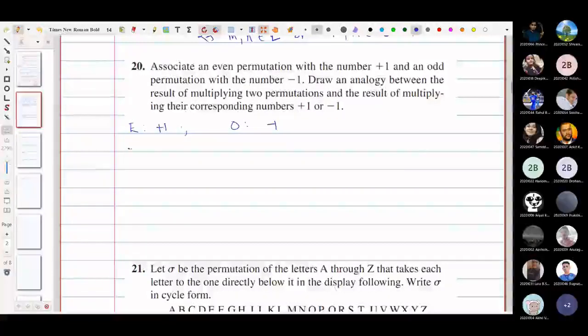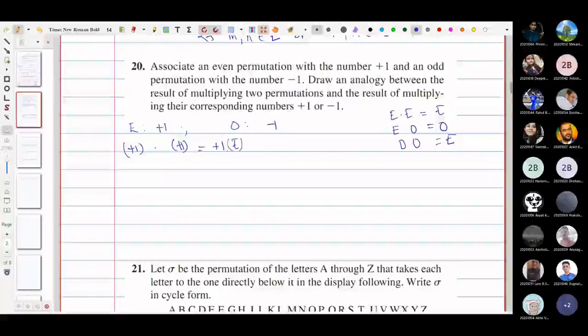All right. As we have discussed, the product of two even permutations is an even permutation. If one is even and one is odd, this is going to give us odd. And if both are odd, then we again get even. So the similar thing is going to happen here. With +1 and +1, both are even, so we are going to get +1. It means even.